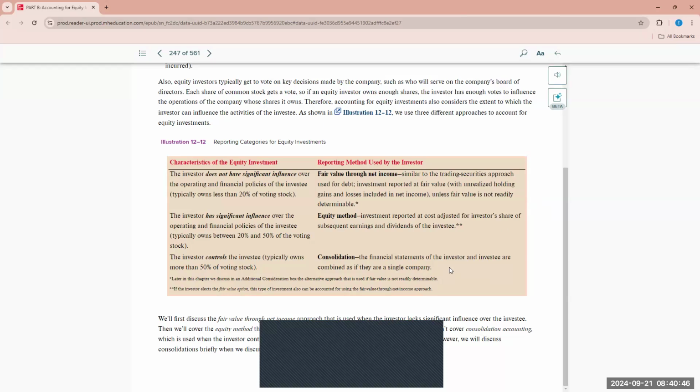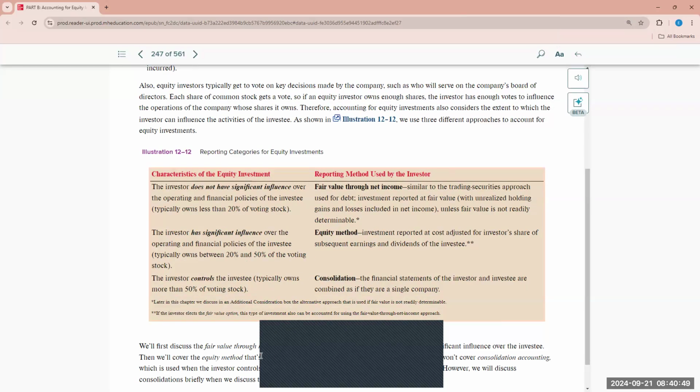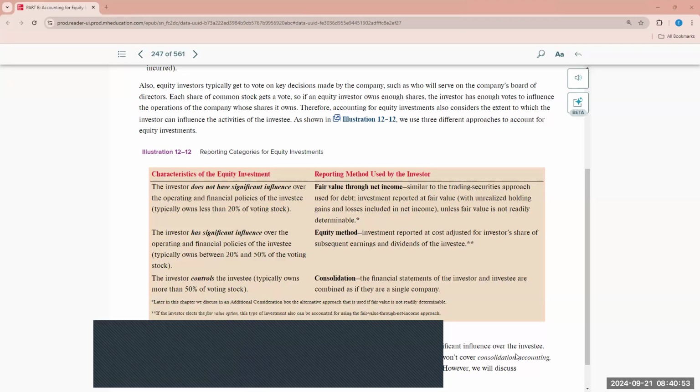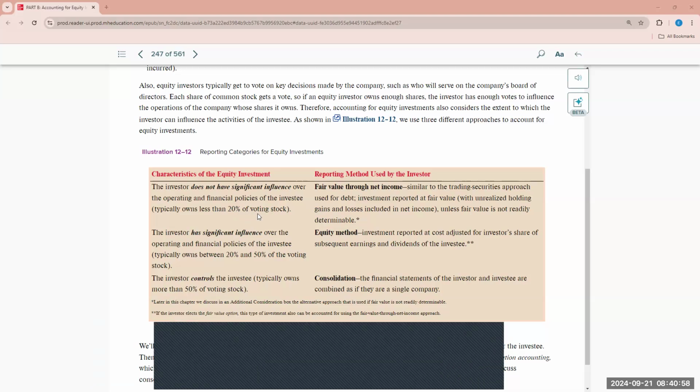The first is when the investor does not have significant influence over the operating and financial policies of the investee. And this is typically when they own less than 20% of the voting stock. If this is the case, then the reporting method used by the investor is fair value through net income. This is similar to the trading securities approach used for debt. The investment is reported at its fair value, and unrealized holding gains and losses are included in net income unless the fair value is not readily determinable.